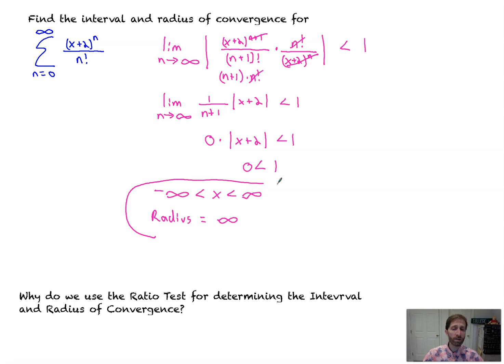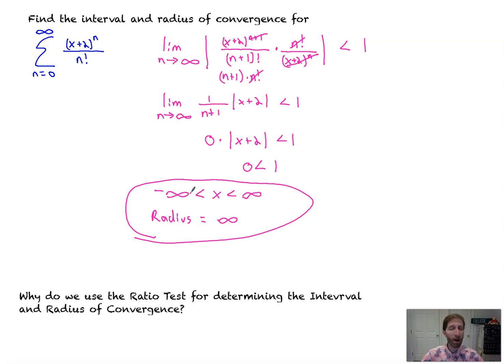Now, is the interval of convergence always negative infinity to infinity? Is the radius of convergence always infinity? No. We're going to see in the next video how, if we have endpoints that are finite, which these are not, then we'll have to check them to see whether or not we're convergent there.